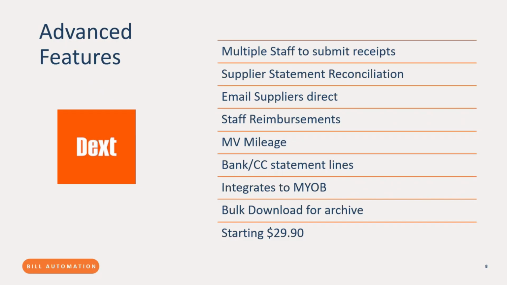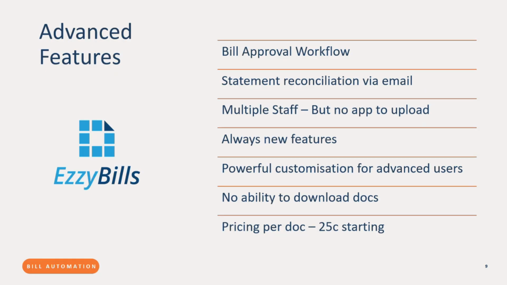So now each solution has its own benefits and disadvantages. We will run through some of them now. Dext supports multiple staff members, can automate statement reconciliation, which is spot on. And you can also email suppliers directly to request bills from statements. It also allows you to set up an approval process and even bank statement line auto matching. The price starts at about $29.90 a month.